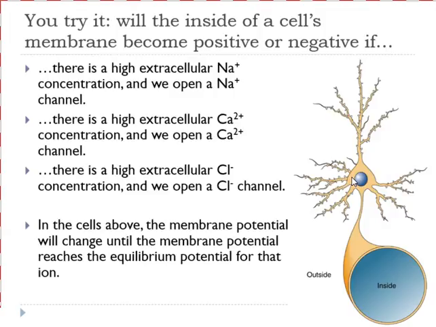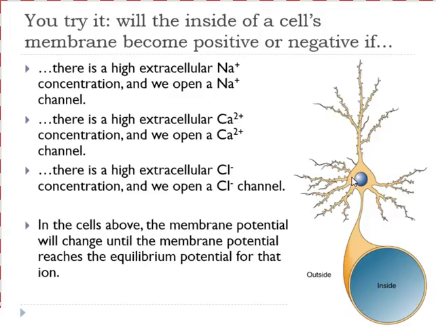Okay, so let's start with calcium. I said there's high extracellular calcium concentration. If we open a channel for calcium and allow it to flow down its concentration gradient, what should happen to the inside of the membrane? Positive, negative? Yeah, positive, right? So positive charges, this is just like sodium. The only difference is that calcium has a double positive charge. So it's a little bit more positively charged, which means it'll cause the change in membrane potential to swing more quickly, at least on a per calcium ion basis. But it's the same thing.